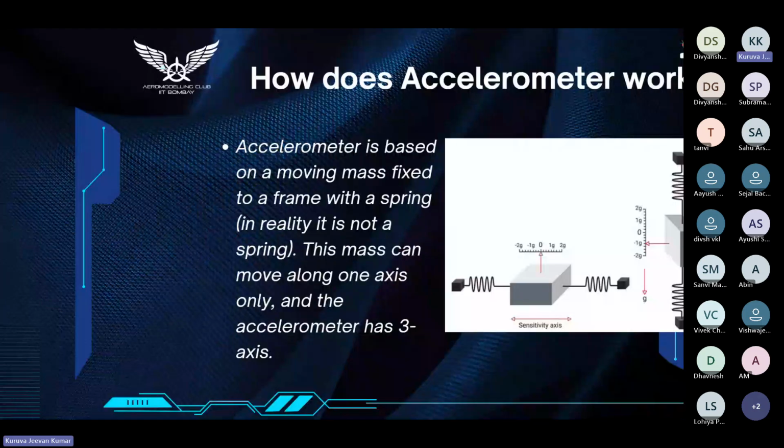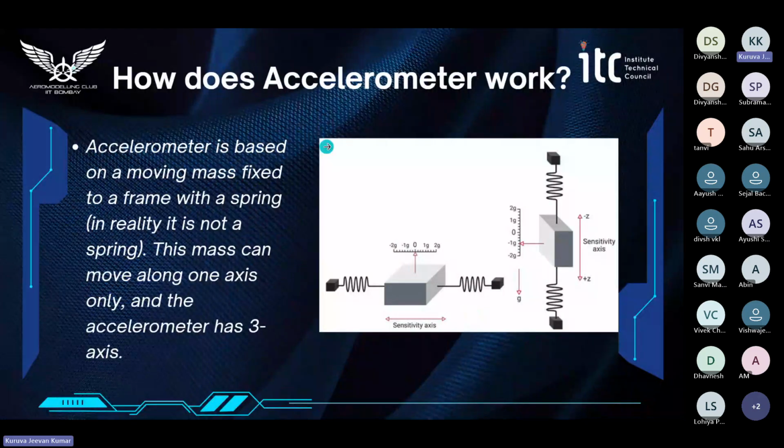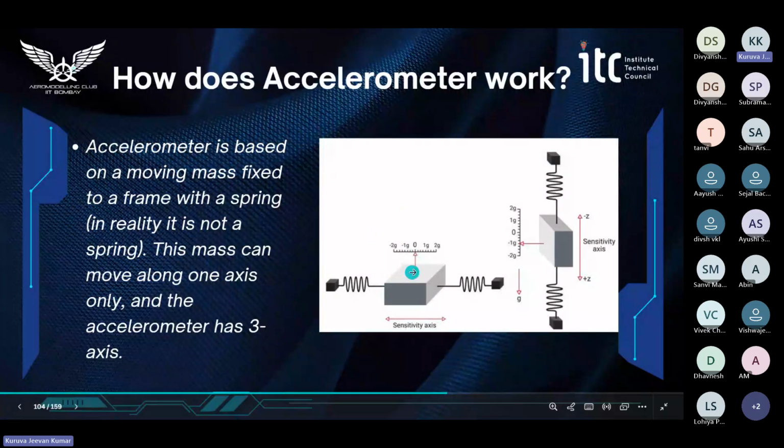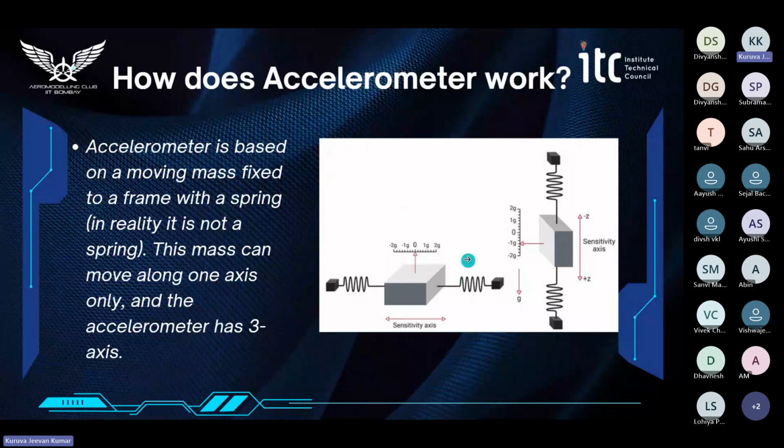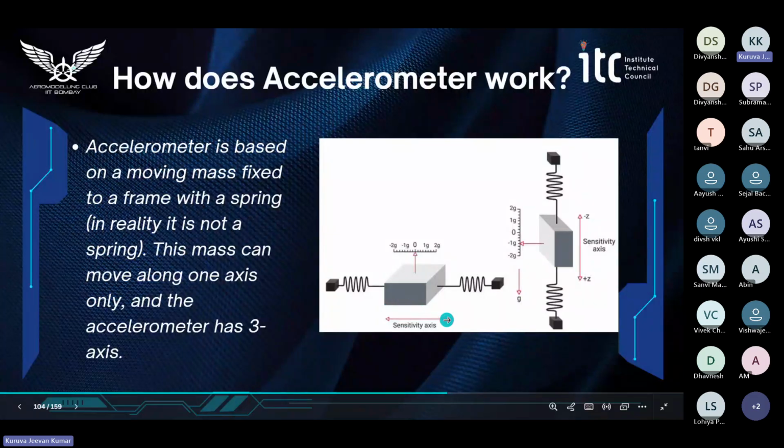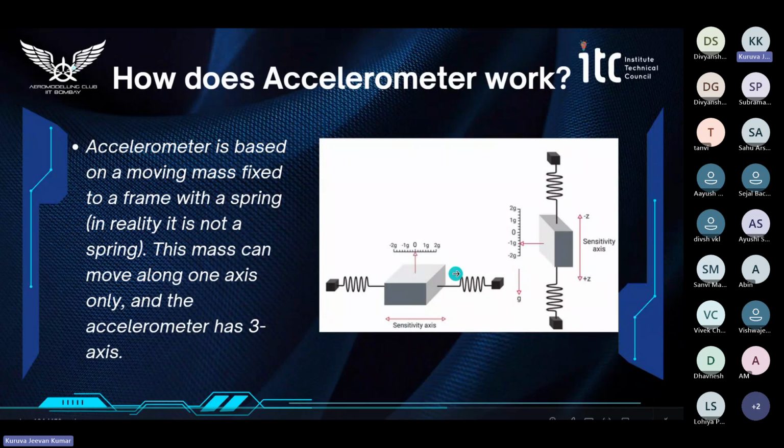So let's understand how an accelerometer works. Basically, an accelerometer has a movable mass, which is fixed to the frame using springs. But in reality, they are not exactly springs. As you can see, the moving mass can move along only one direction or one axis, and this axis is called the sensitivity axis. That's why we use three accelerometers to measure the acceleration along three axes.